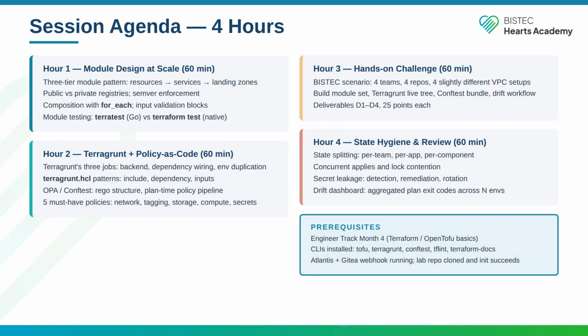4 hours structured across 4 focused blocks. Hour 1 covers module design, the 3-tier pattern, input validation, composition, and testing. Hour 2 is Terragrunt and policy as code, DRY live trees, OPA with Conftest, and 5 mandatory policies. Hour 3 is the hands-on challenge, the Bistec scenario where you build all 4 deliverables using kind and LocalStack. Hour 4 is state hygiene and review, splitting, lock contention, secret leakage, and the drift dashboard.